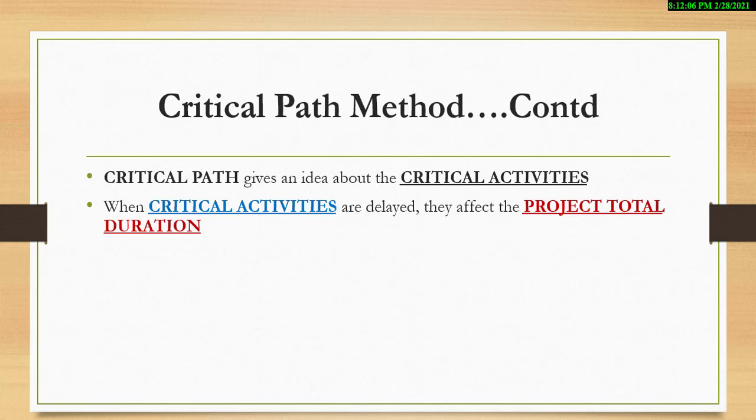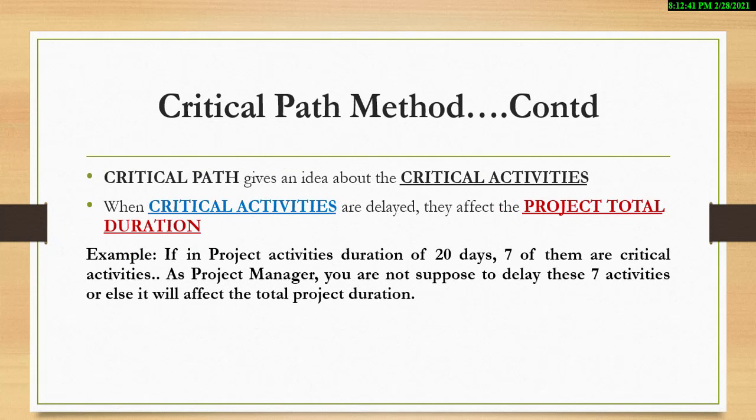So in a project or in an activity, anytime you delay your critical activities, it means that at the end of the day, your project duration is going to be extended. Your duration is going to increase. So if you're to use, let's say, 10 days to complete a project, since you've delayed the critical activities within the project, your project total duration is going to be affected.